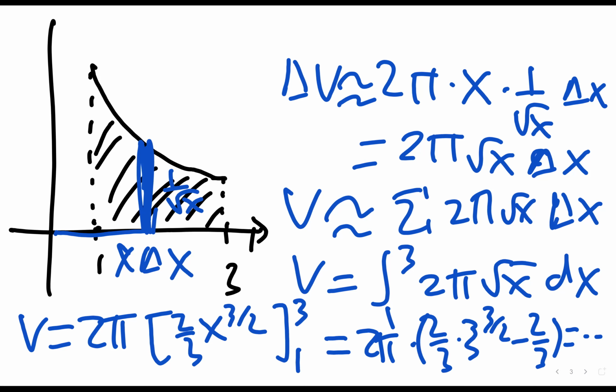All right, okay, that's all for today. Any question or comment so far? Sir, so the radius is x. Yes, the radius is x in this case. The radius is x, the height is f of x, and in this case is 1 over the square root of x. And the thickness is delta x. Oh, that's why you have this one.